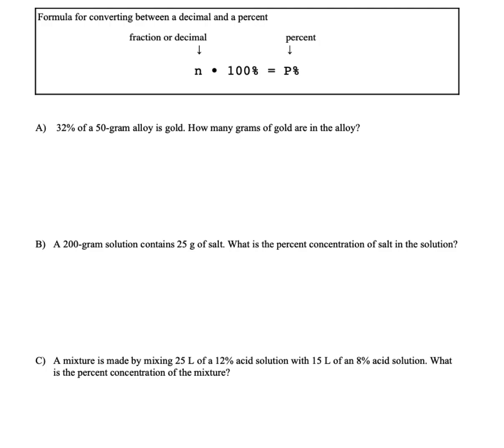Question says 32% of a 50-gram alloy is gold. How many grams of gold are in this alloy? So in these types of problems, the percent is the rate. And the rate will be a ratio of some kind of amount of substance to the total amount. So in this case, we'll say it's the amount of gold divided by the total amount.